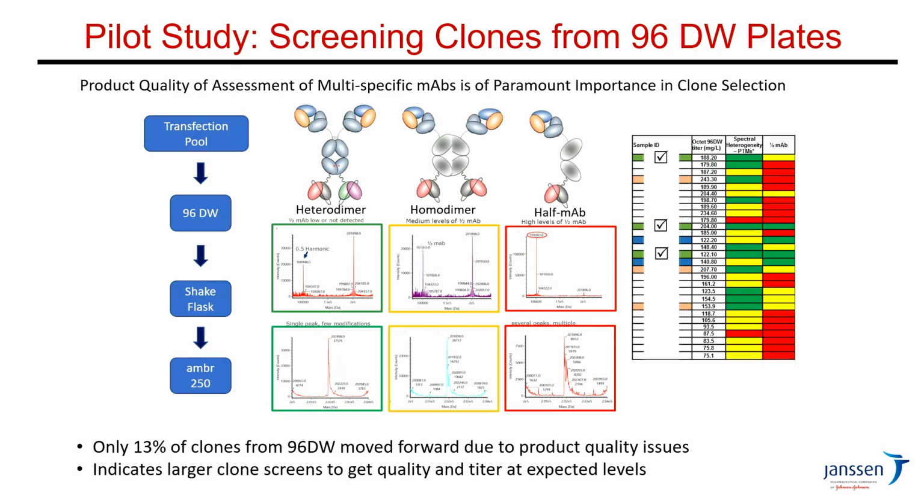So here's a good example where we examined this, where 13% of the colonies that were high titer did not go through to the final ambr bioreactor stage due to product quality issues. This was due to the formation of, or detection of, half-mers and homodimers that we were able to detect through this high throughput screening method.